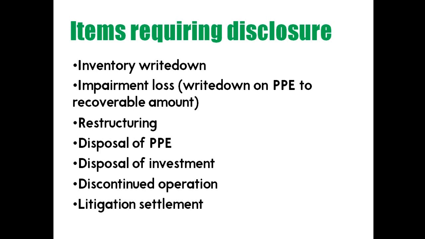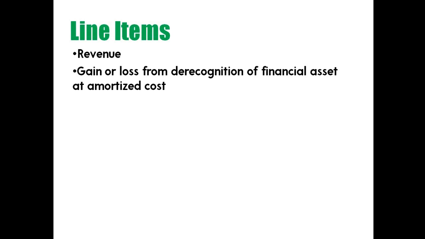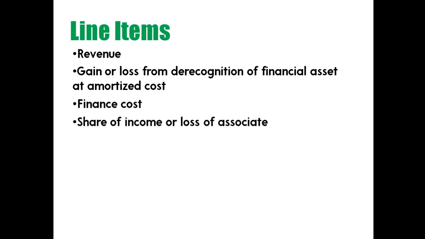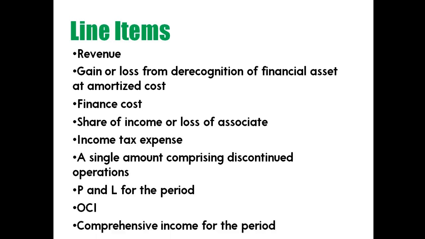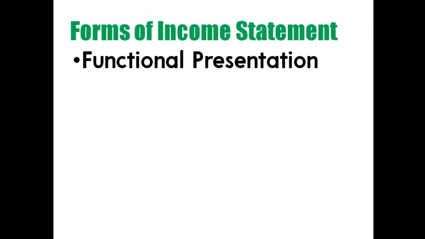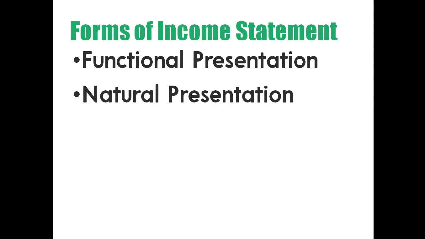You have to tell the auditor anong nangyari, sinong buyer, sino ang nagkaso, ano yung kaso, magkano yung binayad, anong ginamit mong method in estimating the litigation settlement. Diba naman ganun? Okay? And other reversal of provisions. Line items. You have revenue, gain or loss from the recognition of financial asset, finance cost, share of income or loss of associate, income tax, single amount comprising discontinued operations, and P&L for the period. Yung mga line items ng OCI. And comprehensive, dami pala.